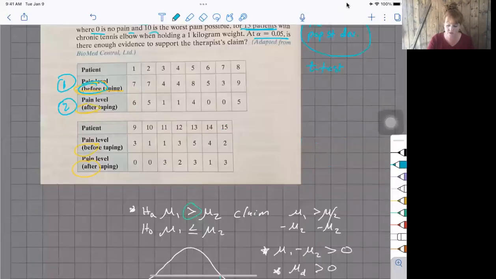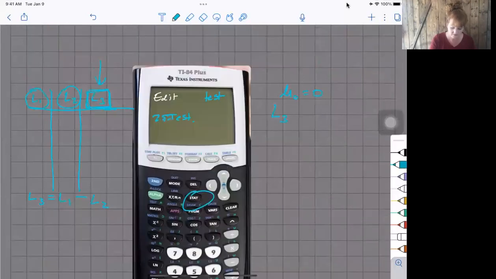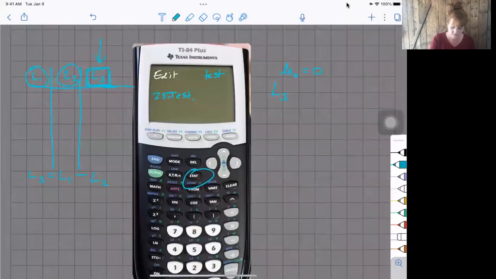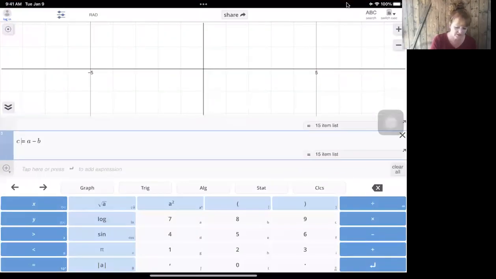because that is what this number is. This is your claim. So we're always comparing it to 0, a positive change or a negative change. So mu naught is going to be your 0. Your list is going to be L3. Again, leave frequency alone, and then pick your right-tailed test and push enter.